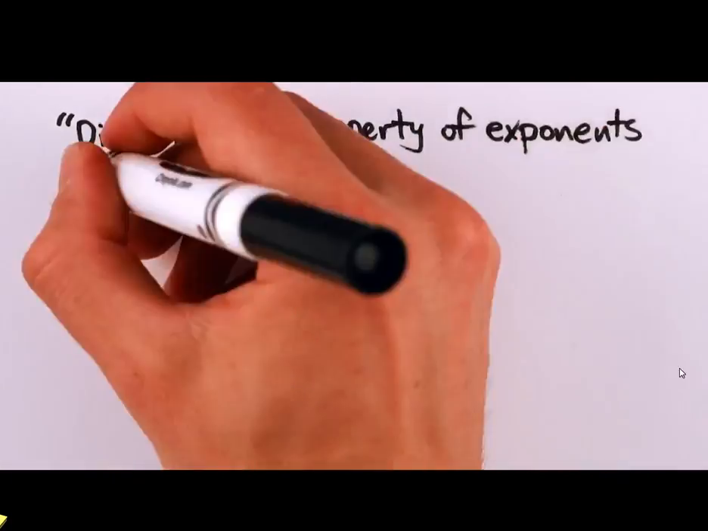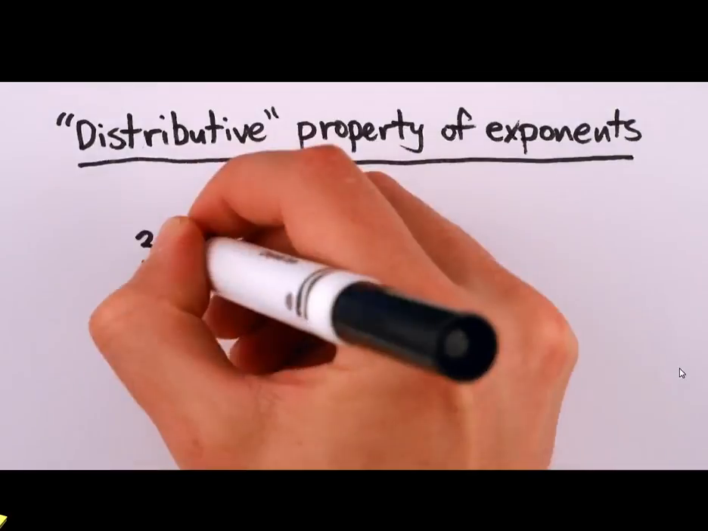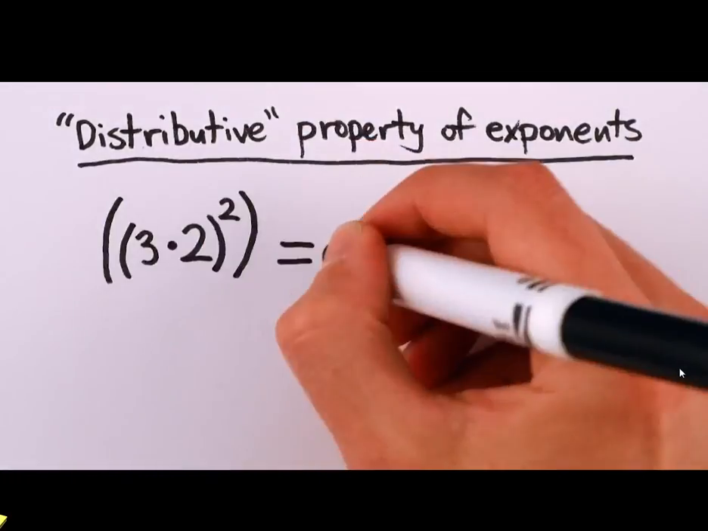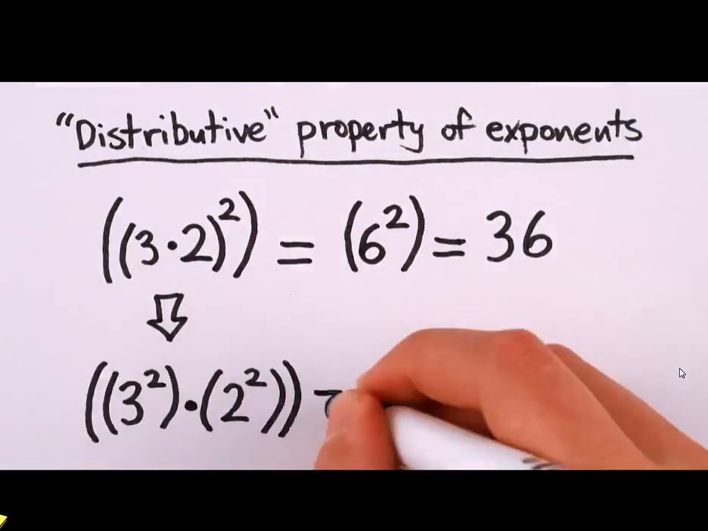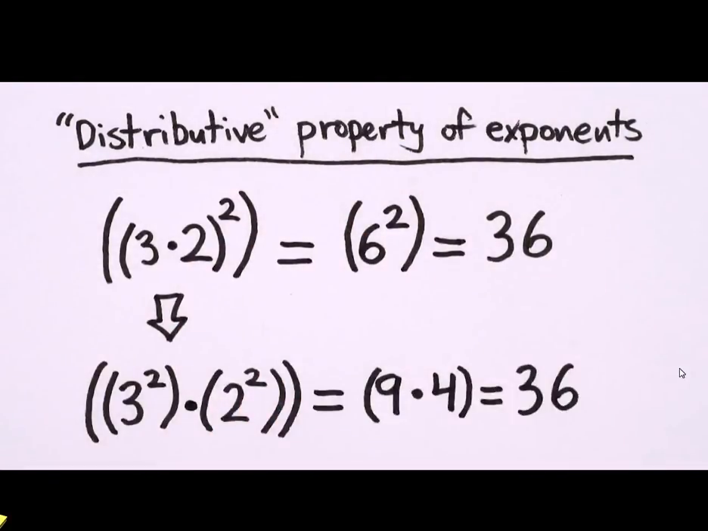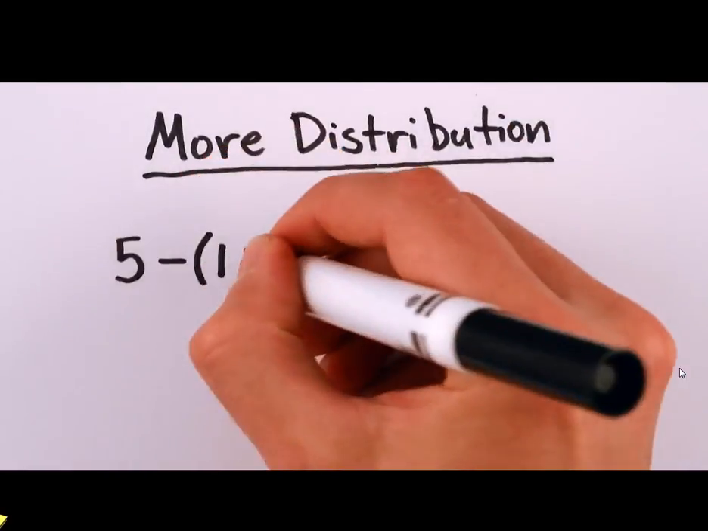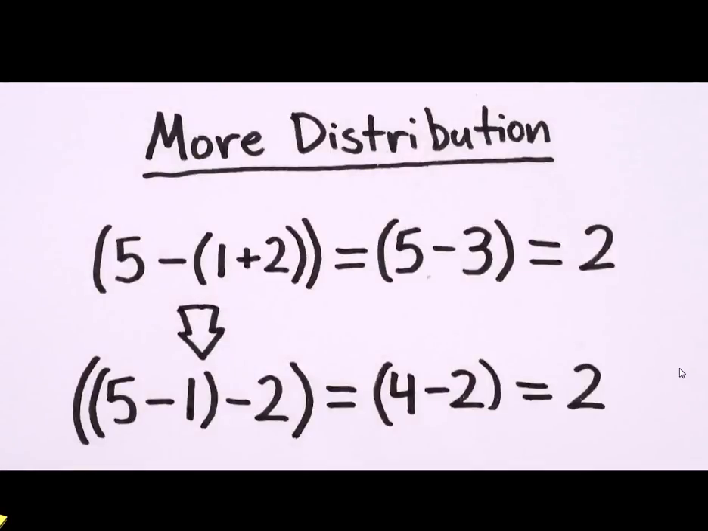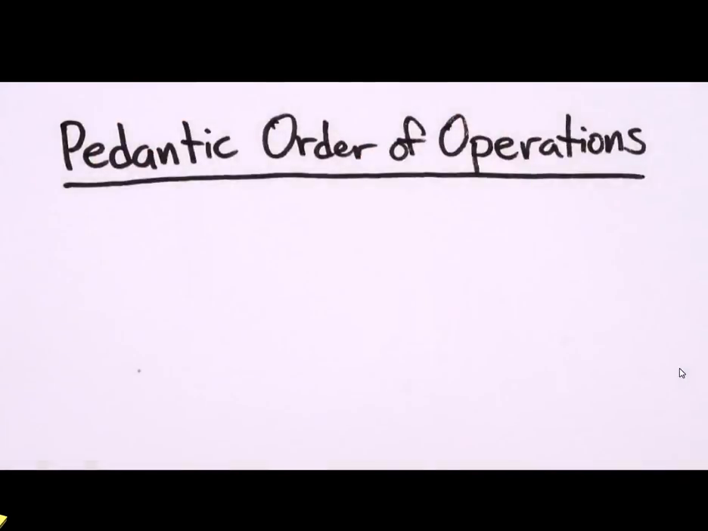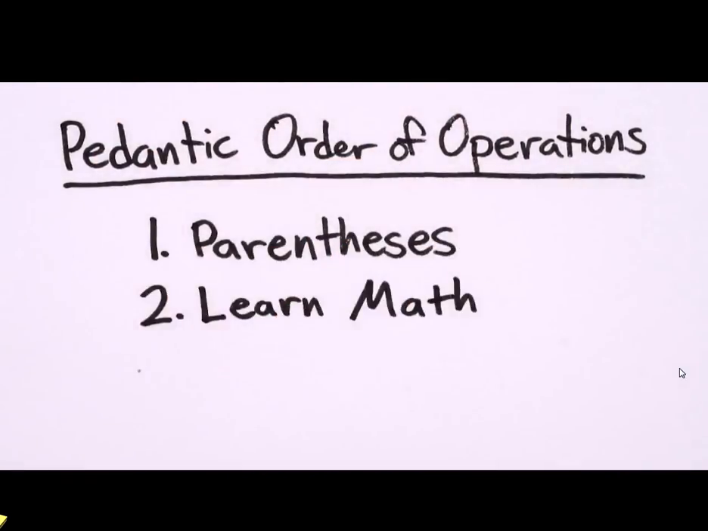The same rearranging can be done for exponentiation and multiplication. 3 times 2 all squared, or 6 squared equals 36, is the same as 3 squared times 2 squared, 36. It even works for addition and subtraction. 5 minus 1 plus 2 is 5 minus 1 minus 2. So the true order of operations is this. Use parentheses and learn what exponentiation, multiplication, addition, and the rest are really doing. Then you can proceed however you want.